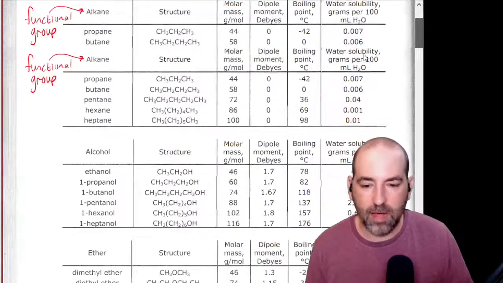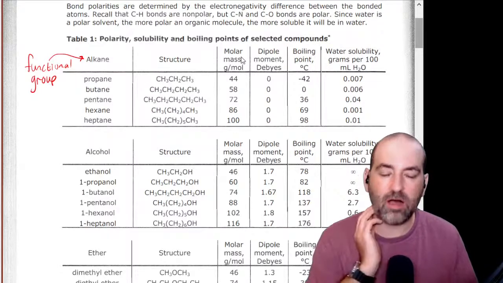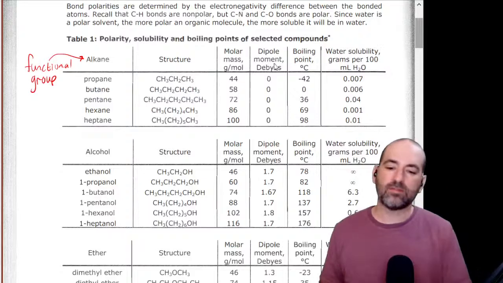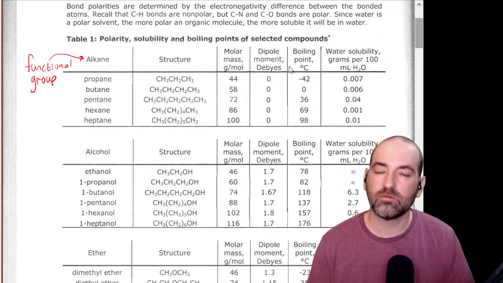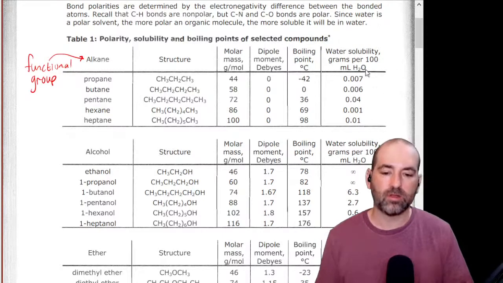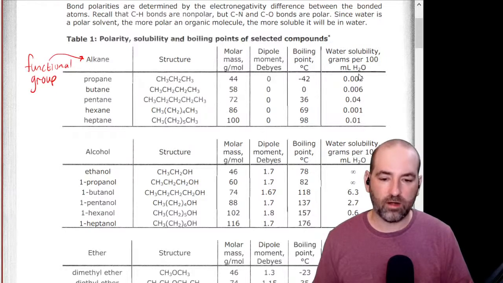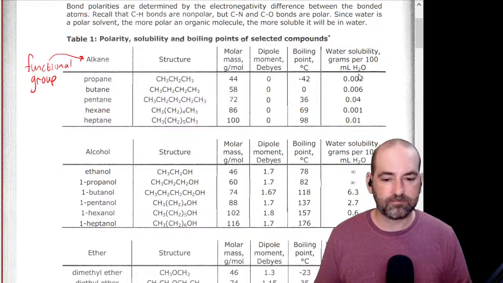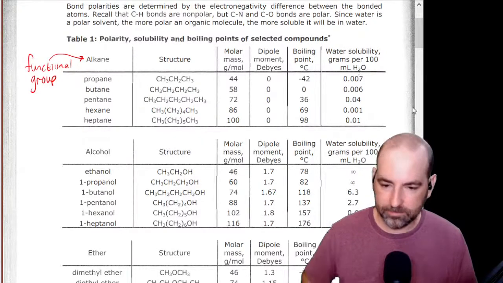And then you have some properties. You have molar mass, which is a measure of how large the molecule is, kind of like the atomic weight. You have something called a dipole moment, which we'll get into in a second. You have boiling point, what temperature it boils at, and you have water solubility, grams per 100 milliliters H2O, which means if you have 100 milliliters of water, how many grams of each of these substances could you dissolve? So the higher that number is, the better it dissolves in water.